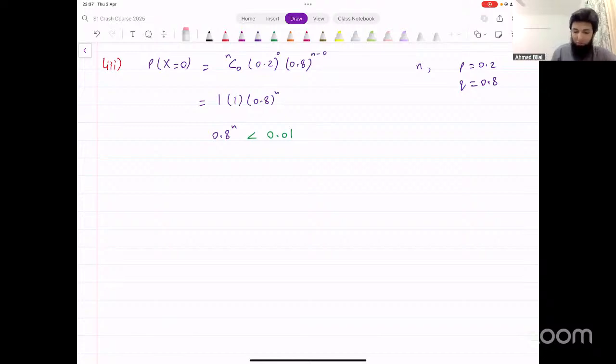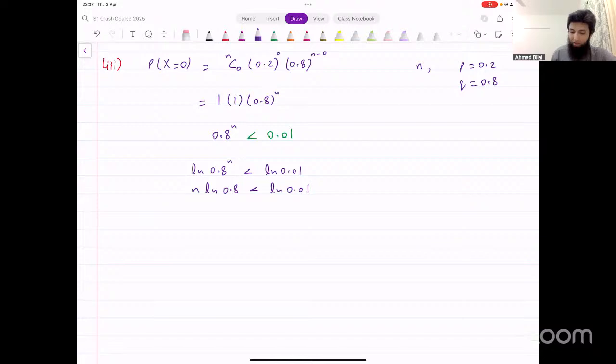So what we can do is take ln on both sides, and that gives us ln of 0.8 raised to power n, that's less than ln of 0.01. Now, using the power law, n comes down and it becomes n times ln of 0.8 less than ln of 0.01.